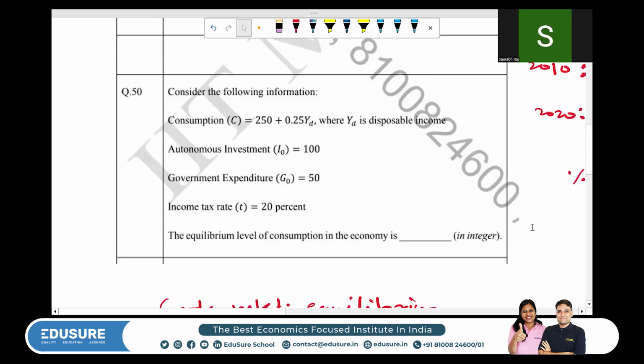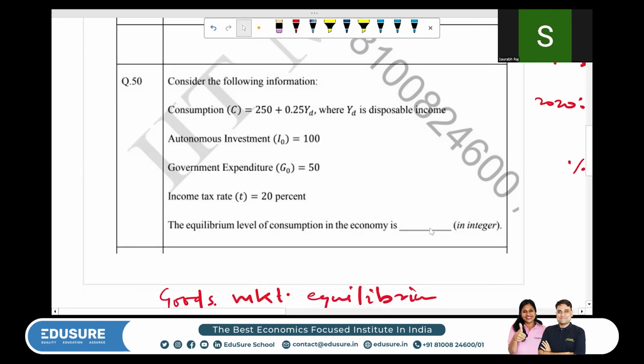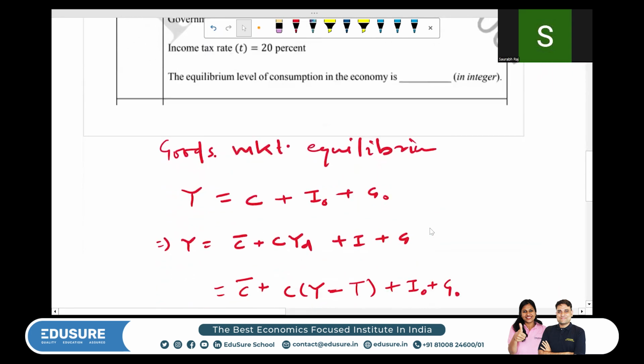This question is question number 50, and this question was asked in JAM 2024. We are given the consumption function, investment function, expenditure function, and income tax rate, and we have to figure out the equilibrium level of income. It is not that difficult. This is basically an application of goods market equilibrium.